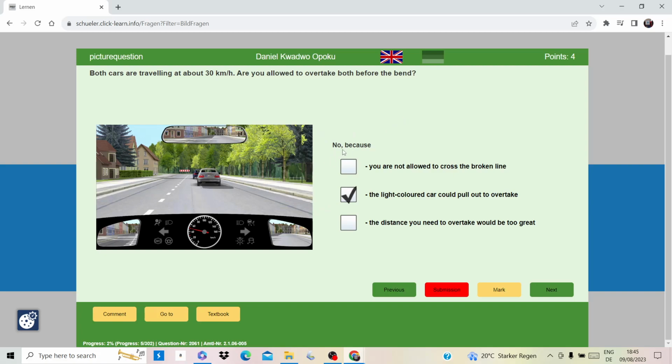I'm not going to overtake because the distance you need to overtake would be too great. In other words, the distance I would need to overtake these two vehicles would be too great. And so therefore, I will refrain from overtaking them. That is, I'm not going to overtake them. Do you get it?